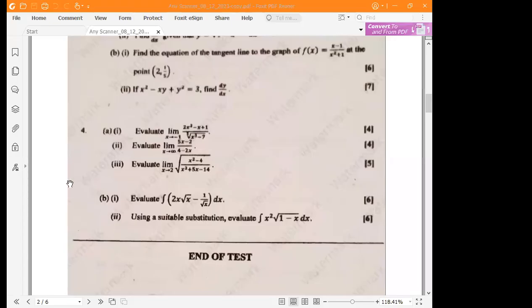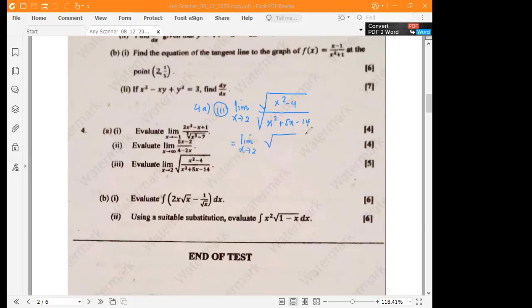So we are doing question 4, part A, part 3. So we said A, part 3. The limit as x approaches 2 of the root of x squared minus 4 over x squared plus 5x minus 14. So here we're factorizing the numerator.